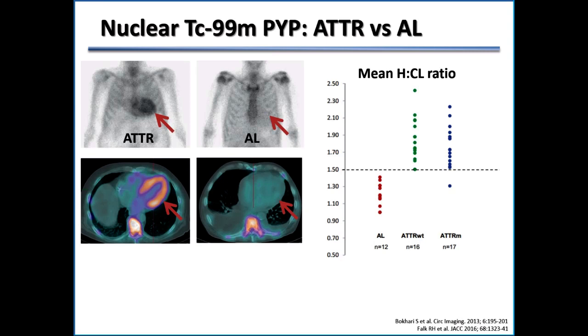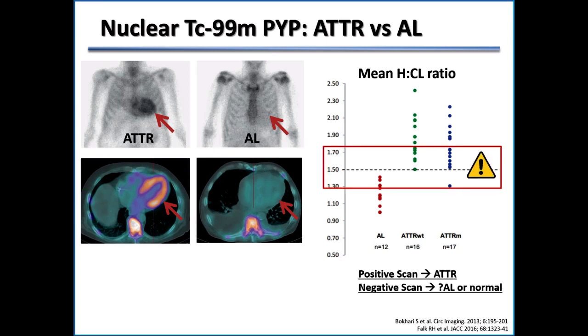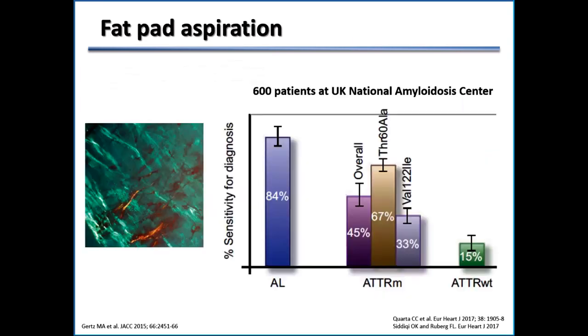for TTR amyloid. However, I caution you with using this scan, you want to combine this with other diagnostic modalities, because when you're near this threshold, you can't really be certain what's going on, right? The other thing that should be kept in mind is if it's a positive scan, it's probably TTR. However, if it's a negative scan, you don't know whether it's because you have light chain amyloid or you might not have any amyloid at all because you just don't uptake the tracer.